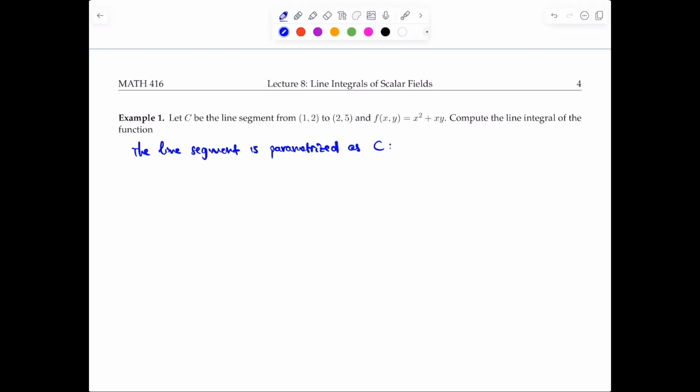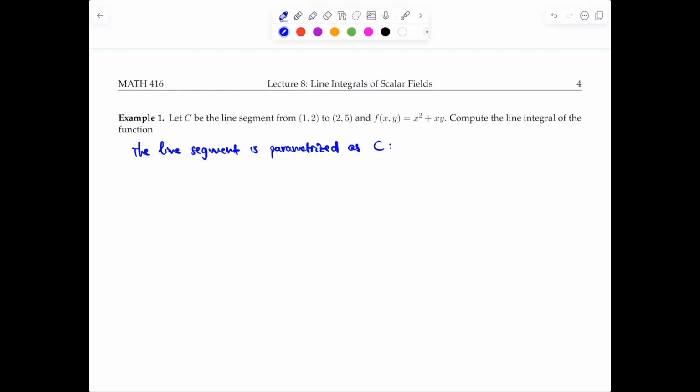And what is t in this case? t is between 0 and 1. How can I know this? If t is equal to 0, you start at the point (1, 2). When t is equal to 1, then you have 1 plus 1 is 2, 2 plus 3 is 5. You're at the end point. And everything is in between 0 and 1.